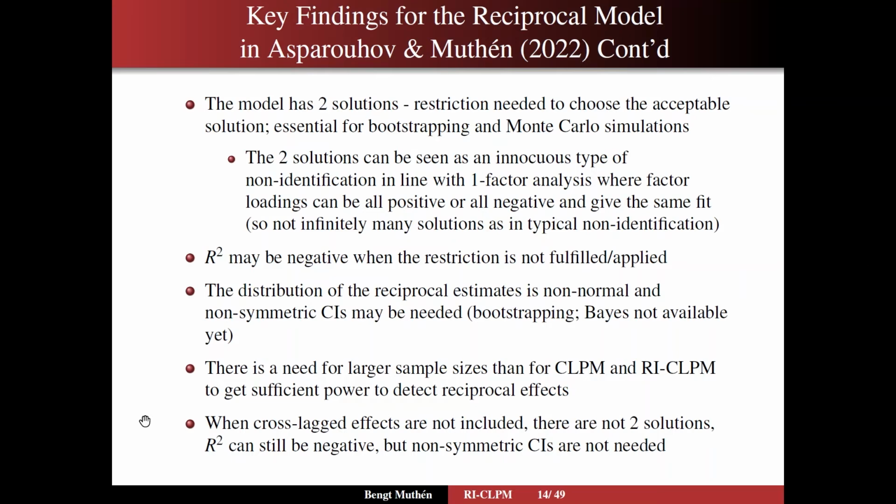Now, when cross-lag effects are not included in the model, the reciprocal only model that I called it, there are not two solutions. You don't have this problem. But R squares can still be negative if you don't apply a restriction. However, non-symmetric confidence intervals are not typically needed for the reciprocals.